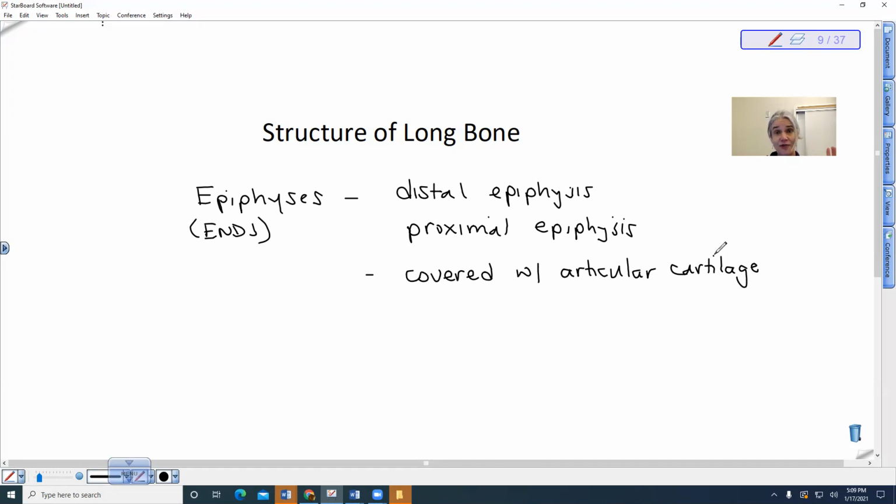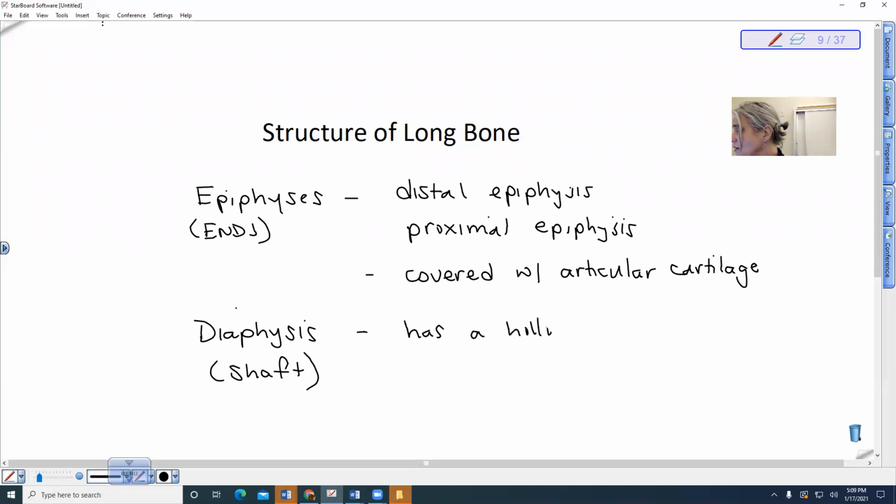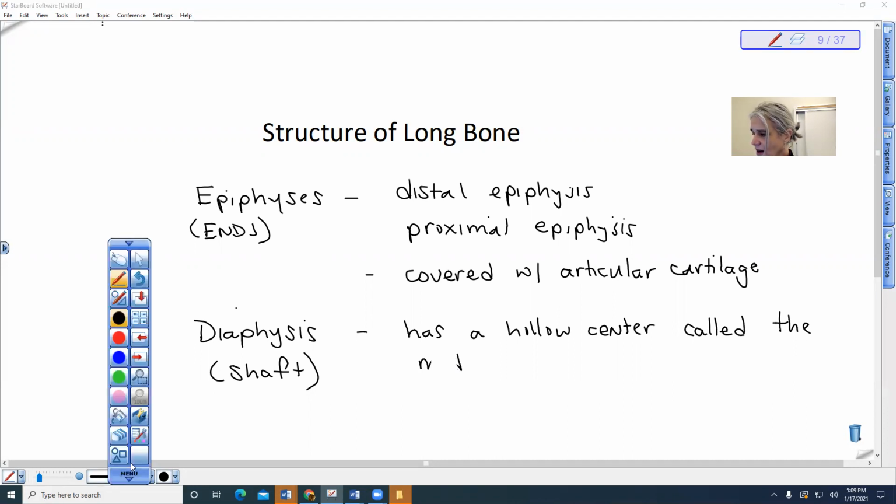Then we have the shaft of the long bone, and this is called the diaphysis. So this is the shaft. And this shaft of the bone is generally hollow. So it has a hollow space, and it has what is called the medullary cavity. So it has a hollow center called the medullary cavity.